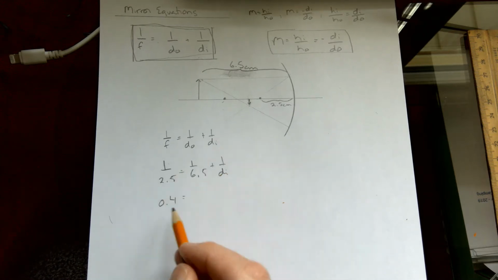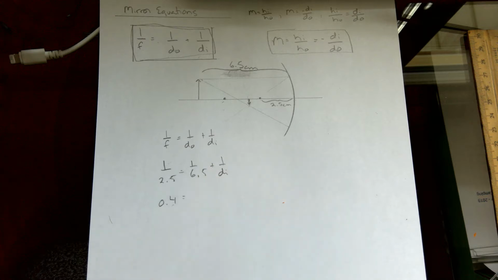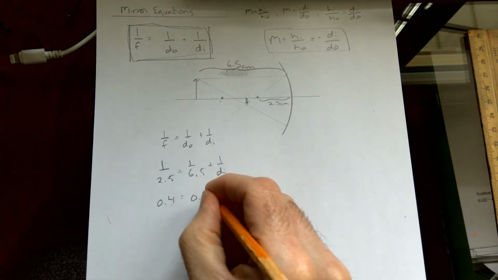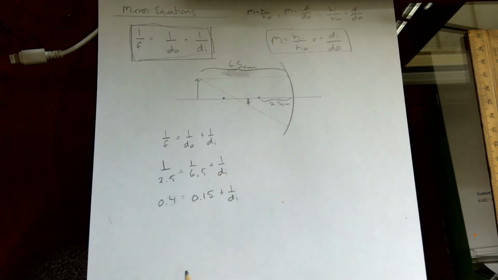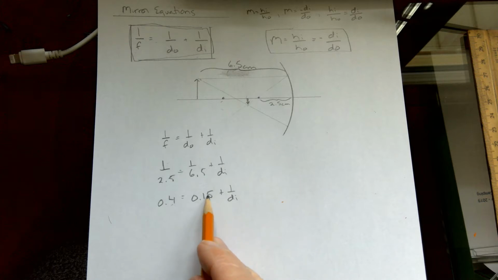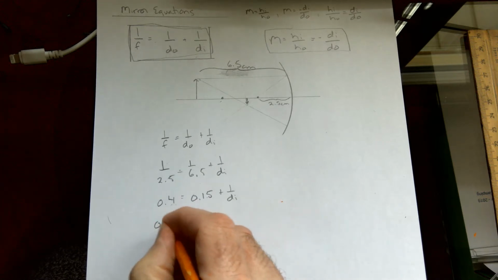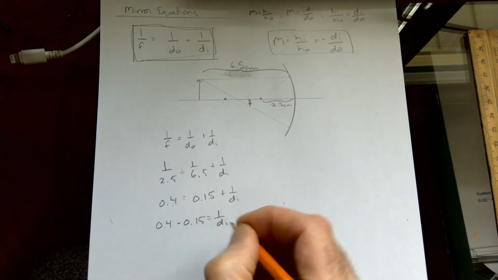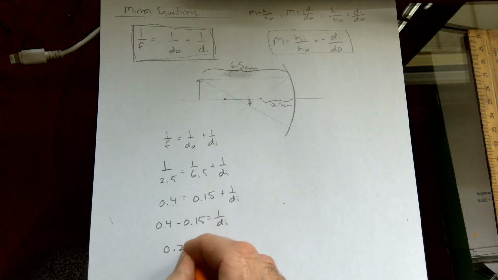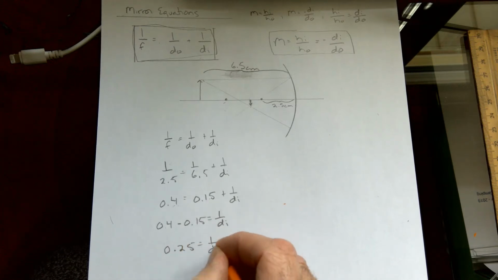So 1 divided by 2.5 is 0.4. We'll do 1 divided by 6.5, and that's equal to 0.15 plus 1 over di. Now, what we're going to do is bring the distance of the object over to this side. So we have to subtract 0.15 from this side to get rid of this. So we'll subtract 0.15 from this side. That's 0.25 equals 1 over di.